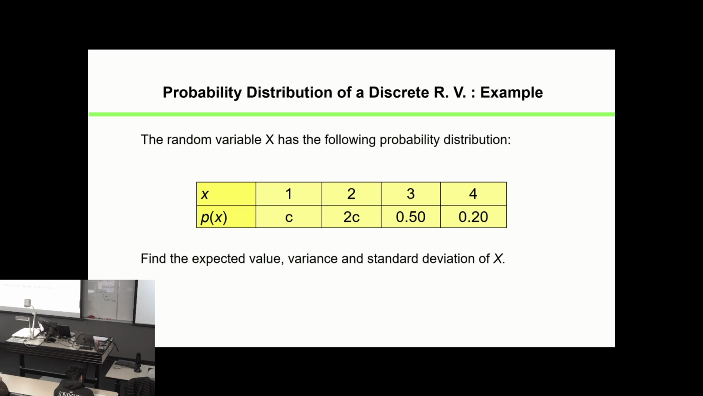Okay, so you know how to get the expected value of x by summing up x times p of x. You know how to get the variance of x by taking the summation of the x squared times p of x, and once you have the expected value of x squared and the expected value of x, or mu squared, you can calculate the variance. You can take the square root. You got the standard deviation.